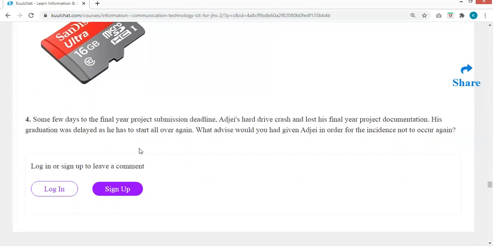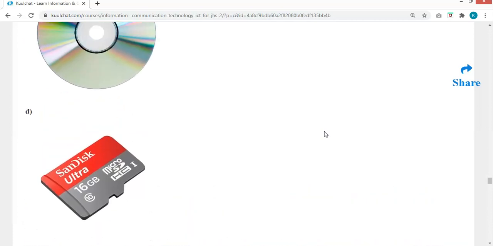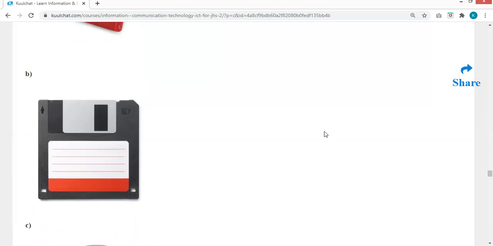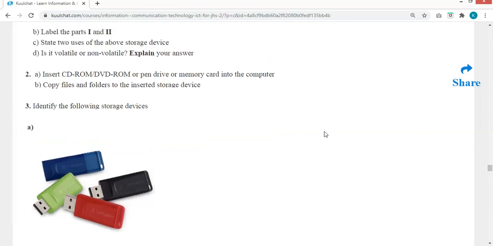Then we also have some few days to the final year project submission deadline. Ajay's hard drive crashed and lost his final year project documentation. His graduation was delayed as he has to start all over again. What advice would you have given Ajay in order for the incident not to occur again? So you can answer it yourself, the advice which I think I've discussed already. Okay, so thank you very much.